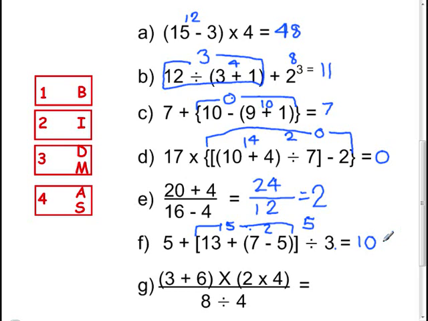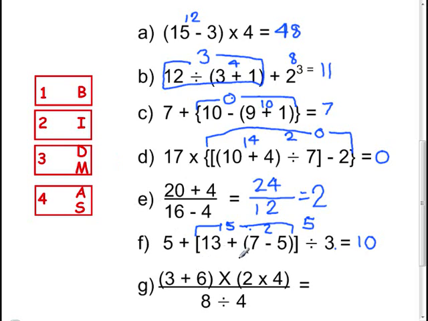Now for the last example, here I've got multiplication, I've got addition, I've got 2 brackets, multiplication, and I've got division at the bottom. Well, let's just start with the rules, shall we? First of all, there's the brackets.